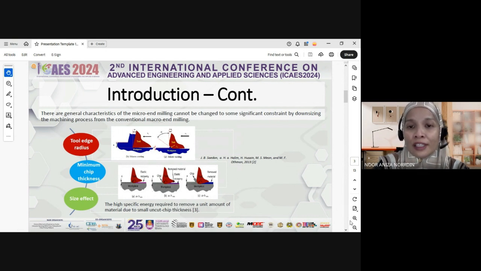Okay, for the tool edge radius, the assumption which is normally used in macro scale cutting is that the cutting edge is considered sharp, with no tool chip contact along the clearance face. The chip is formed by the mechanical shearing force due to the interaction between the sharp tool and the workpiece. However, this assumption fails to apply in micro scale cutting due to the size of the cutting edge radius that becomes significantly larger compared to the chip thickness. Therefore, assuming that the cutting edge is sharp is not valid in micro scale cutting.